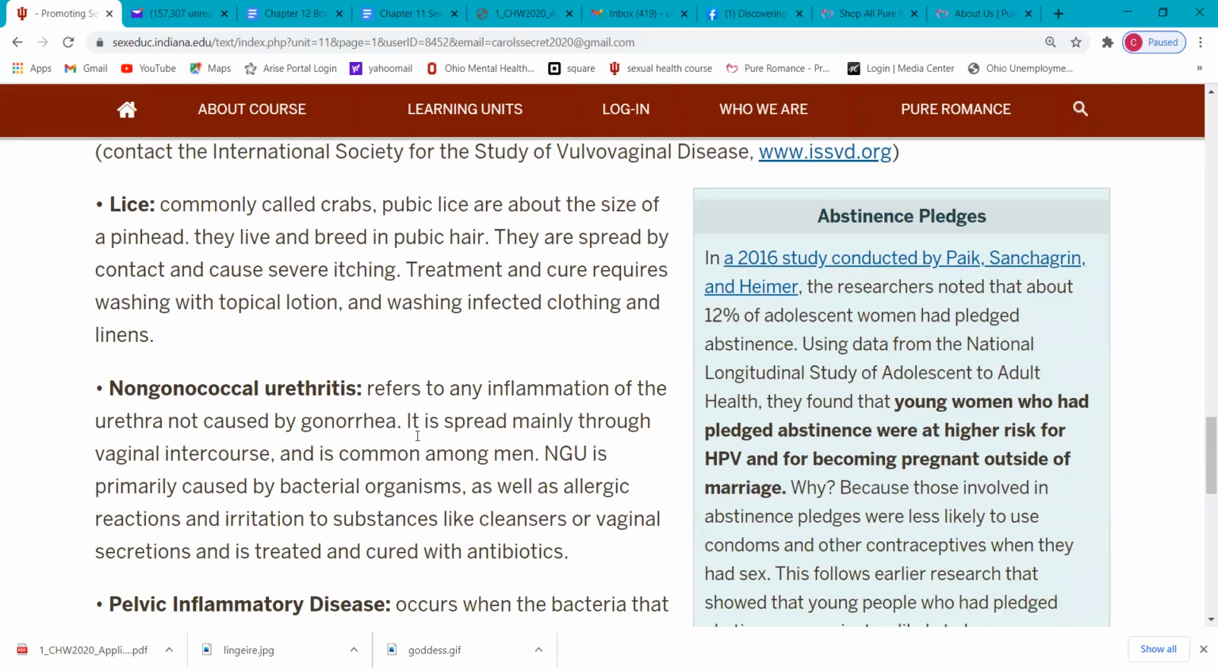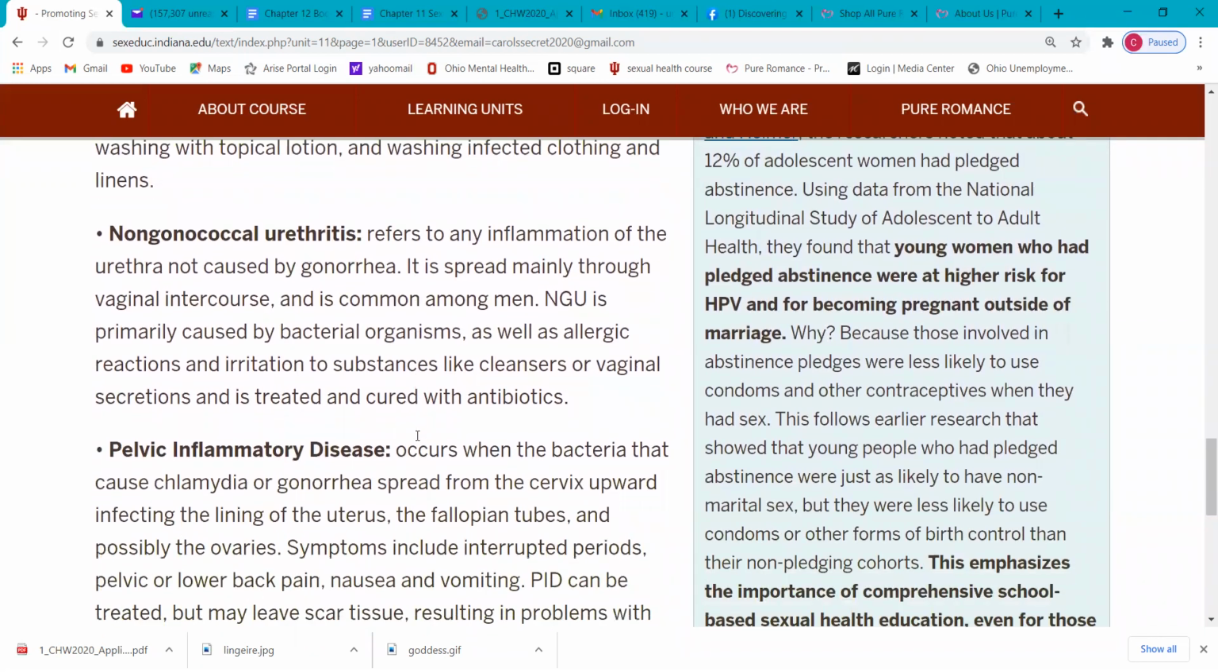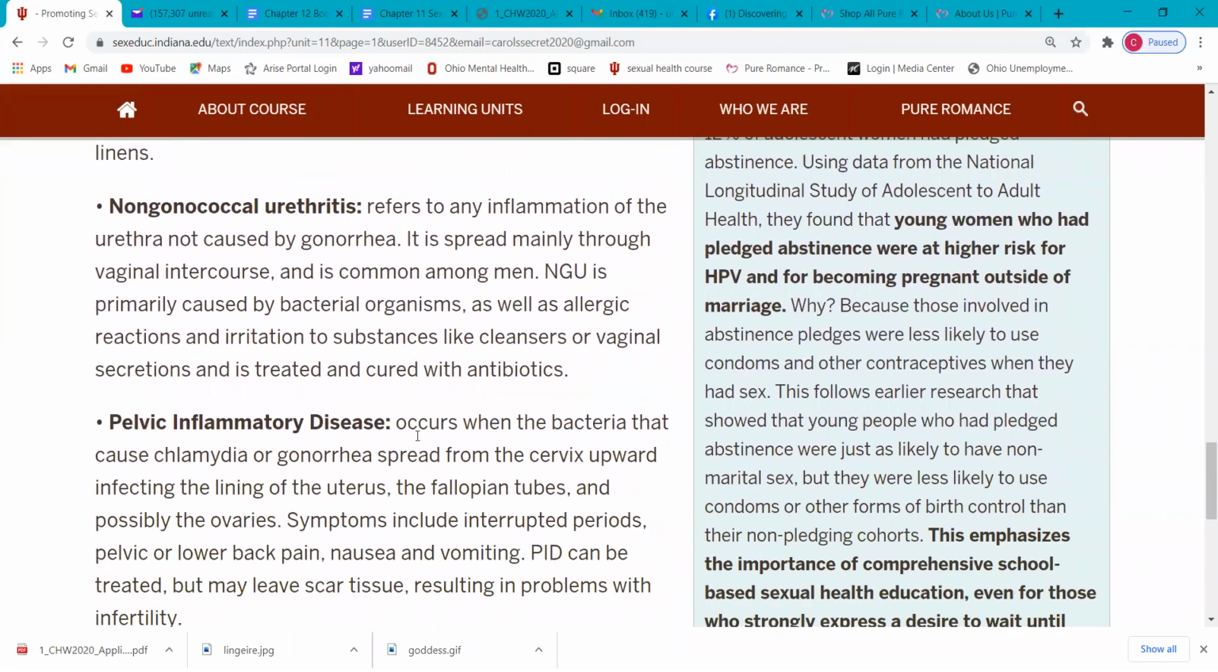So then there's non-gonococcal urethritis, and that refers to any inflammation of the urethra not caused by gonorrhea. It is spread mainly through vaginal intercourse and is common among men. Now, NGU is primarily caused by bacterial organisms as well as allergic reactions and irritation to substances like cleansers or vaginal secretions, and it is treated and cured with antibiotics.